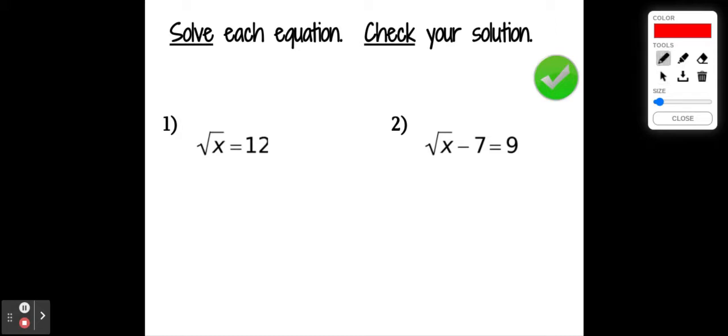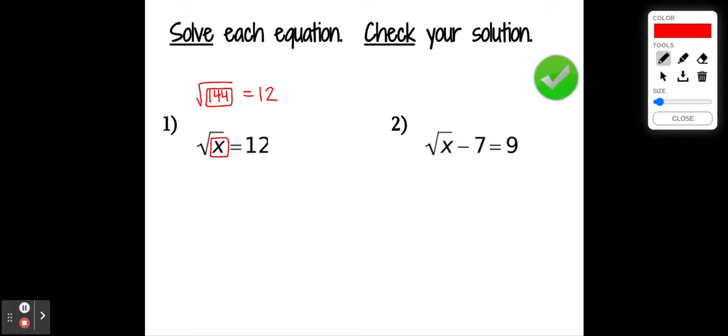So let's look at number 1. The square root of x is equal to 12. The goal here is to come up with the value of x. Now, you're probably thinking already that you know the answer to this. You probably do. You know that the square root of 144 is equal to positive 12. And you're right. So looking at this, x should equal 144.